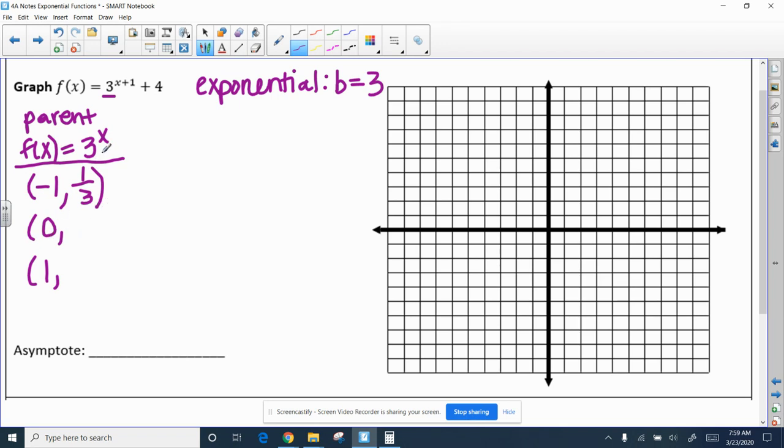If I plug in a 0, I'd have 3 to the 0 power, and anything to the 0 power is just 1. And if I plug in a 1, we'd have 3 to the 1 power, which is just 3. So notice this.